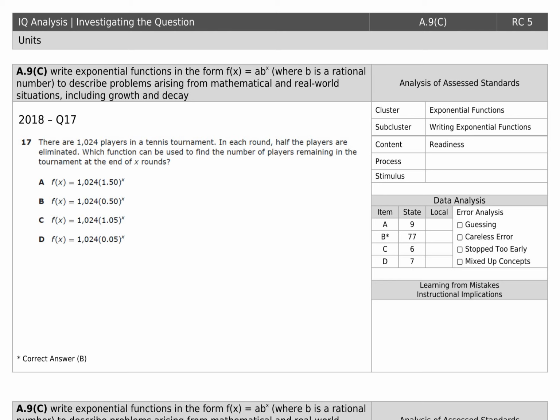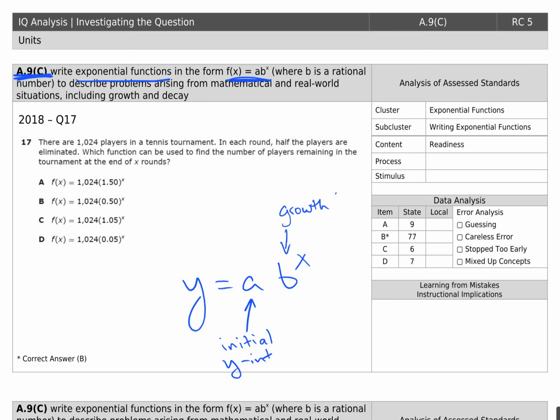Okay, getting ready for the STAAR. We have TEK A.9C, which is about exponential functions, and the equation. So we need to know what the A and the B and the X stands for. A is our initial value, or the y-intercept. B is the growth or decay rate.